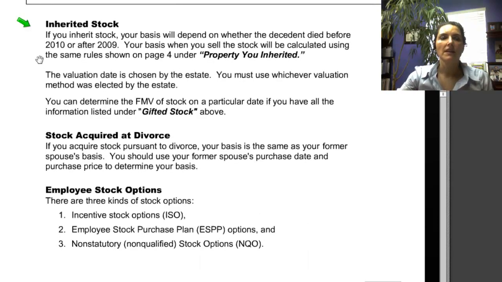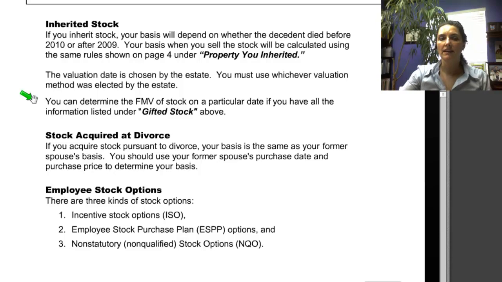Next, inherited stock. If you inherit stock, your basis will depend on whether the decedent died before 2010 or after 2009. Your basis when you sell property will be calculated using the same rules shown on page 4 of today's session under Property You Inherited. The valuation date is chosen by the estate, and you must use whichever valuation method was elected by the estate. You can determine the fair market value of stock on a particular date if you have all of the information we just listed above under gifted stock.